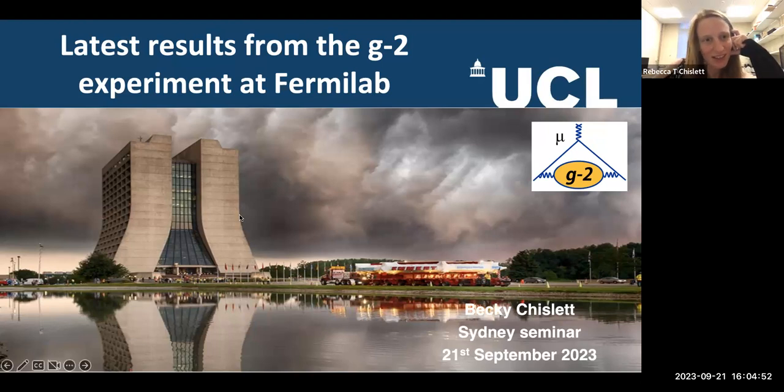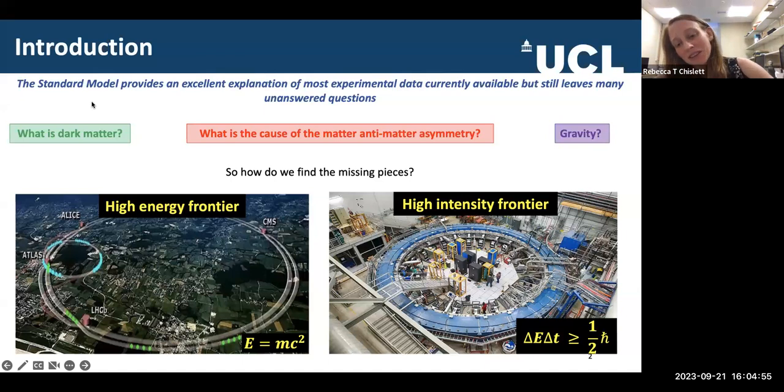So just by way of introduction, we all know that we have the standard model of particle physics, which does a very good job of describing most of the data that we have available to us. But we also know that something's missing because it doesn't include things like dark matter or gravity, and doesn't explain the cause of the matter-antimatter asymmetry in the universe. So we're trying to find this new physics that could incorporate all of this into explaining how the universe works.